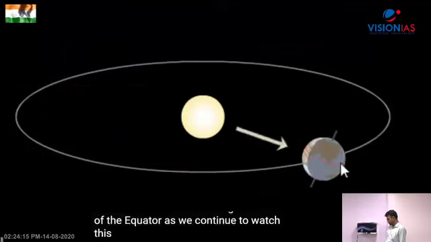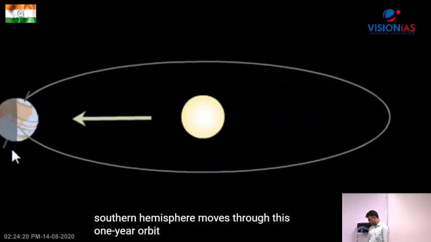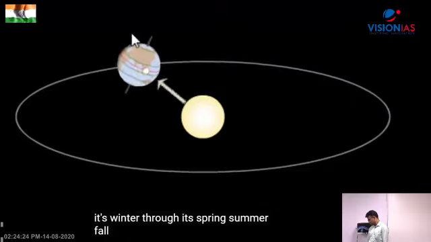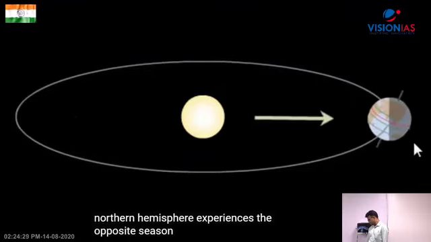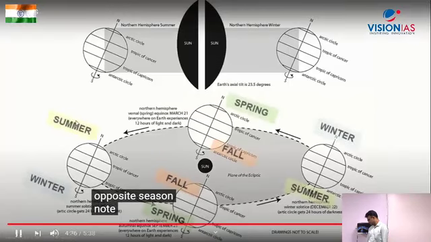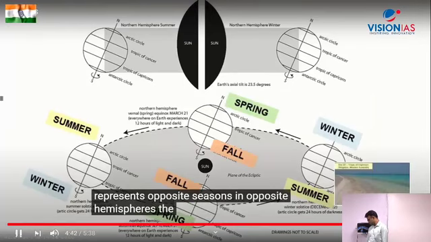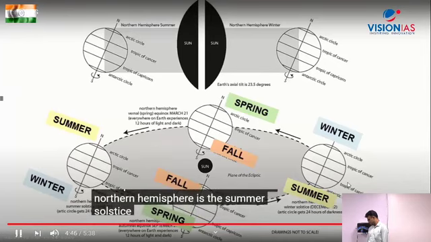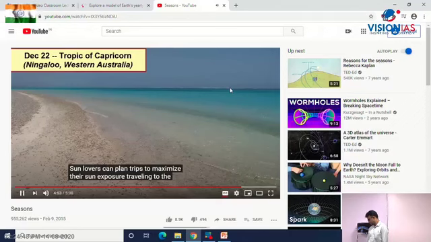As we continue to watch this process, we can see that the southern hemisphere moves through this one-year orbit from its winter through its spring, summer, fall, and back to winter, while the northern hemisphere experiences the opposite season. Note that each solstice and equinox represents opposite seasons in opposite hemispheres. The winter solstice in the northern hemisphere is the summer solstice in the southern. That means that sun lovers can plan trips to maximize their sun exposure, traveling to the southern hemisphere in December.